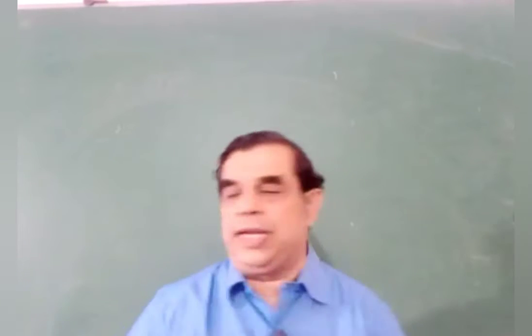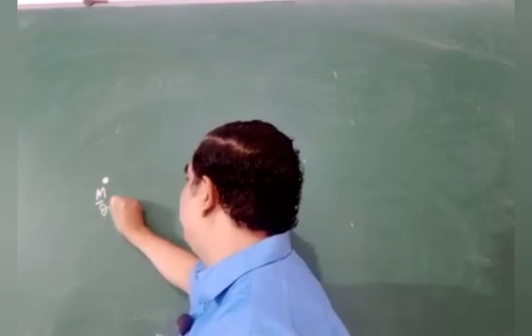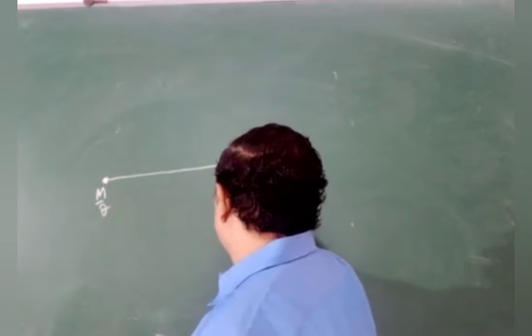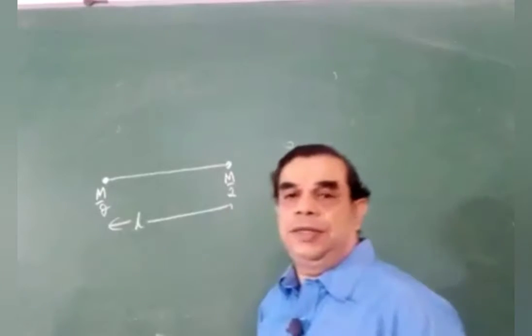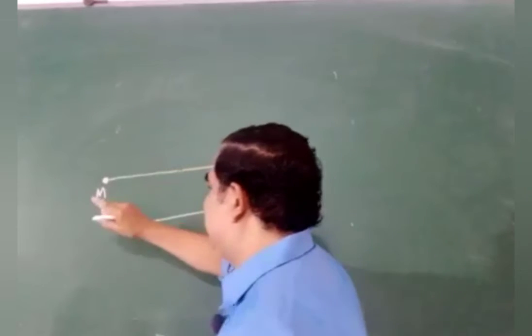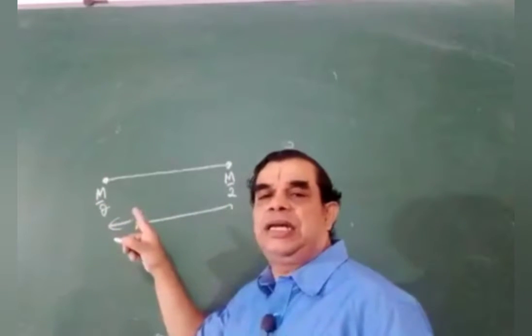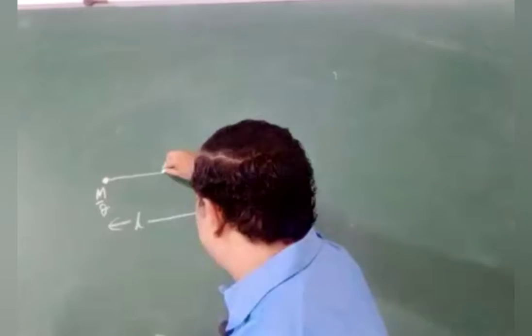Just observe the things carefully. We have two particles of mass m by 2 with separation L. You are supposed to calculate its moment of inertia, and we imagine these two masses are connected by a light, massless rod. That means you need not bother about the moment of inertia of this rod, which is connecting them.